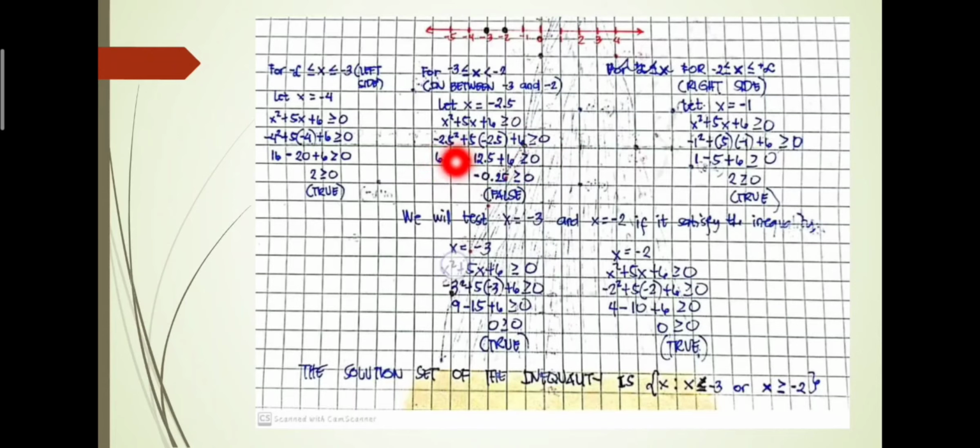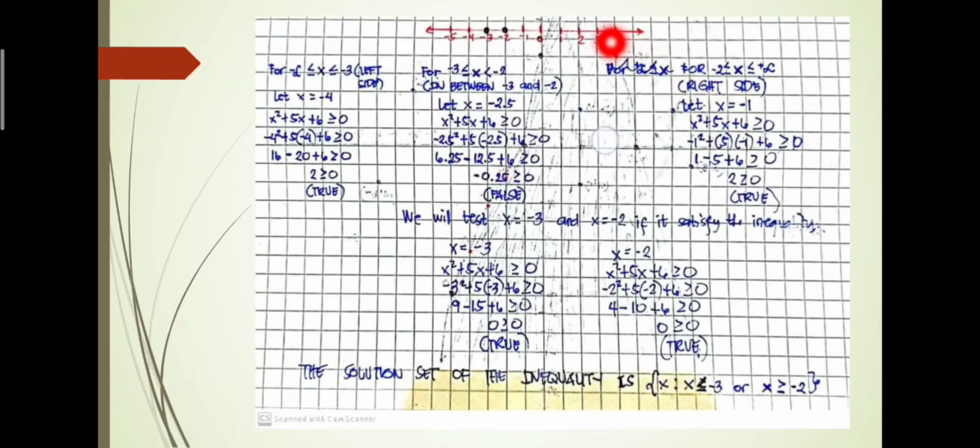Negative 2.5 squared is positive 6.25. Then, positive 5 times negative 2.5 is negative 12.5. That's why minus 12.5 plus 6 greater than or equal to 0. Then, 6.25 minus 12.5 plus 6 is equal to negative 0.25 is greater than or equal to 0, which is false. Diba? The next naman, dito naman tayo sa right side, x is greater than or equal to negative 2 but less than or equal to positive infinity.